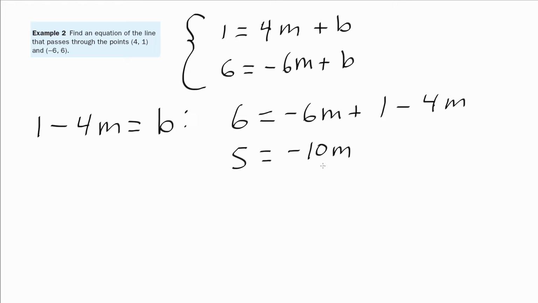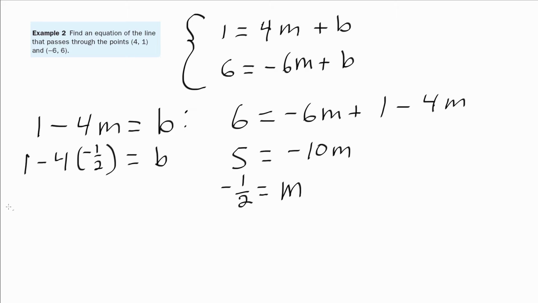I now divide both sides by a negative 10, and I find that negative 1/2 is equal to m, the slope of the line. I substitute this back in to find the value of b, and I have 1 minus 4 times a negative 1/2 equals b.